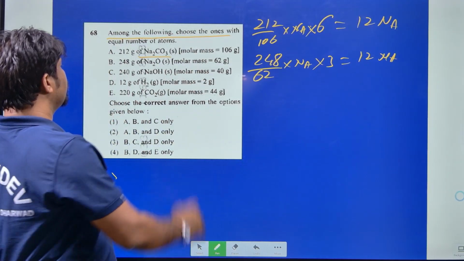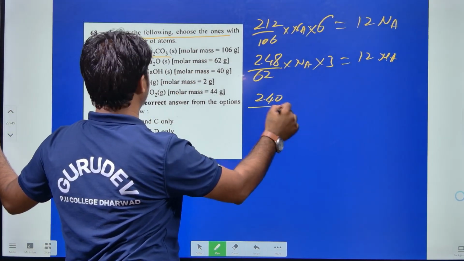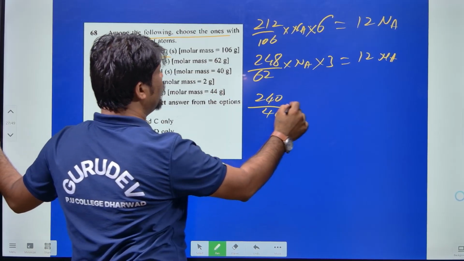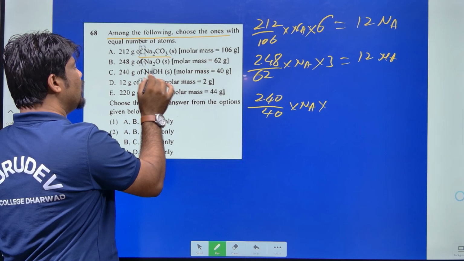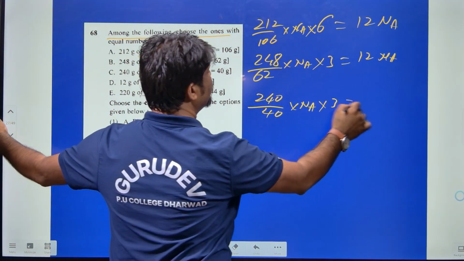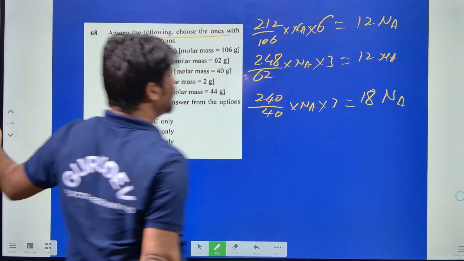Go to C. That is 240 grams of NaOH. Given mass is 240 grams, divided by its molecular mass, 40, into Na, into how many atoms? Sodium 1, oxygen 1, hydrogen 1. There are 3, which on further simplification gives 18 Na.